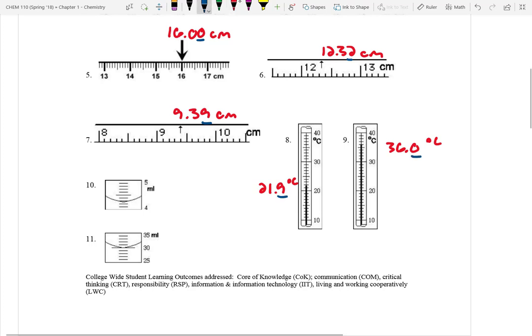All right, last but not least, we've got these meniscus ones. Again, we want to measure the bottom of the meniscus. So what do you guys think for number 10? 4.28. And that would be milliliters. And again, the hash marks show the tenths place, so we want to estimate all the way to the hundredths place. And then the last one, what do you guys think? 30.0, right? So the ones places are shown as the hash marks. We want to estimate one further, and we'd say 30.0 milliliters, but we do want to estimate past the ones place all the way to the tenths place.